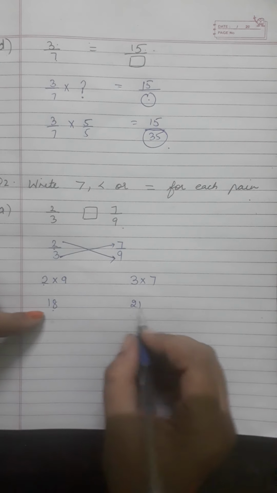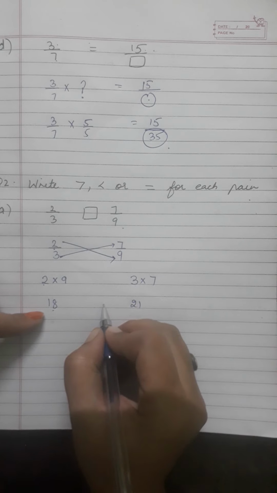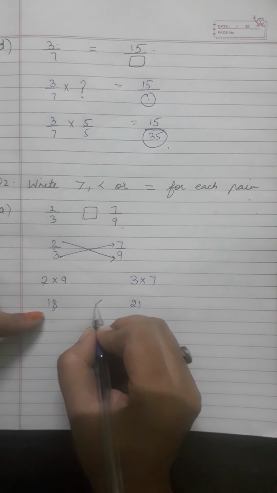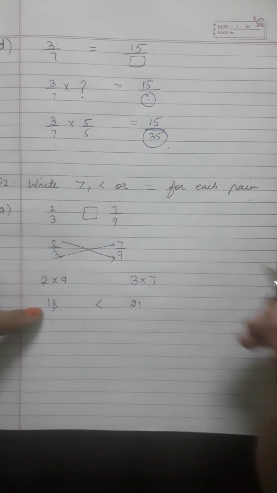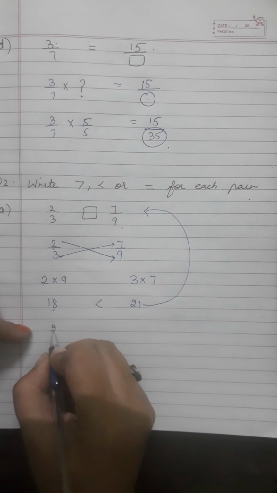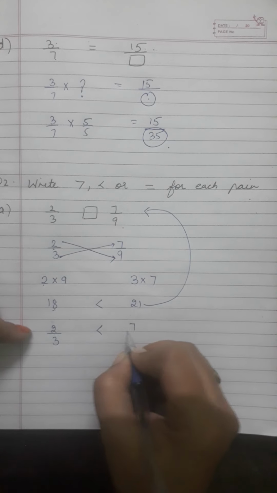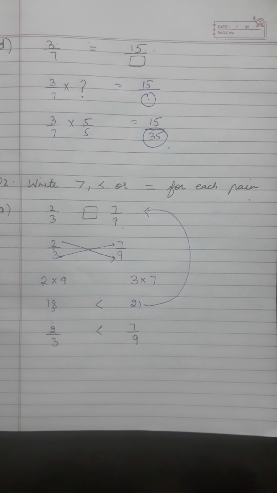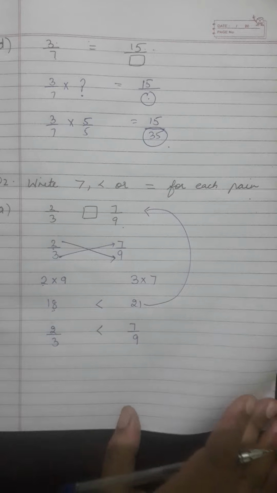So which is greater, 18 or 21? 18 is smaller than 21. So 21 is greater, and 21 came from which fraction? 7 by 9. So it means the fraction 7 by 9 is greater than the fraction 2 by 3.